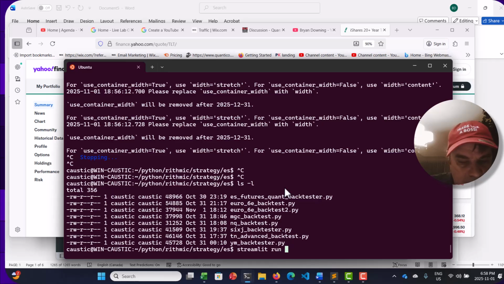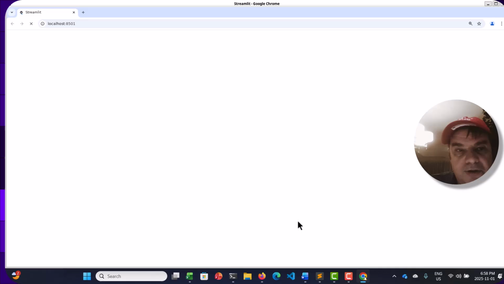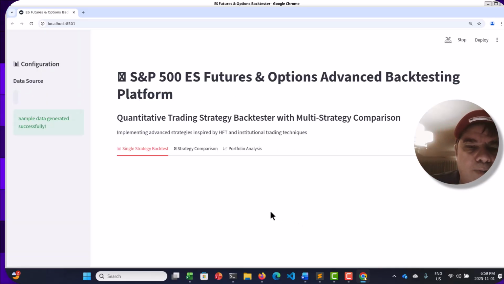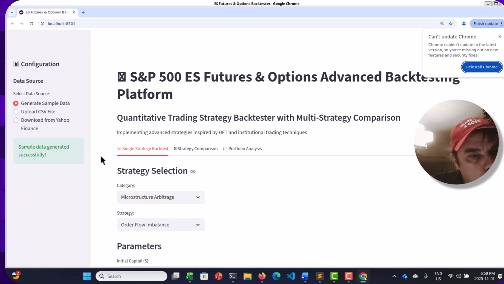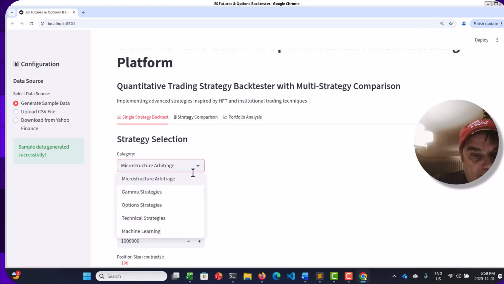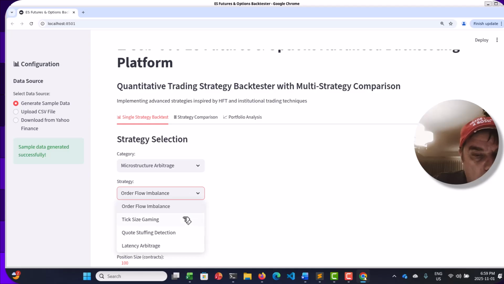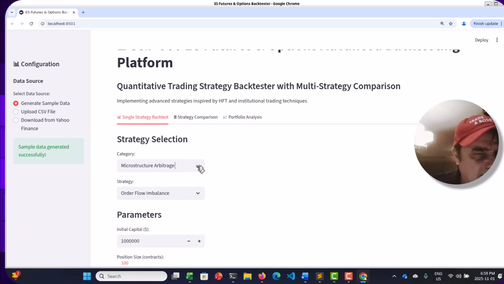So let's try this for the Dow Jones, the YM. So we've got the top three market indices here. I'm hoping we can show you some really cool things. So here we have the different strategies, all of these different ones: machine learning, technical strategies, option strategies, gamma strategies, and microstructure. So we have tick size gaming, quote stuffing detection, latency arbitrage, and it's the same conditions as said before.